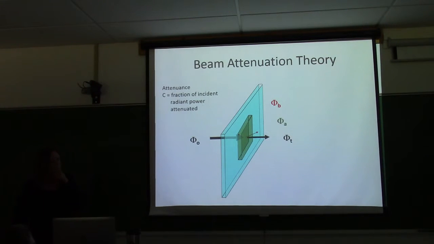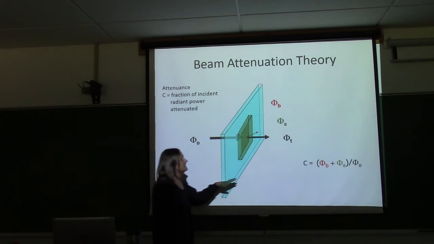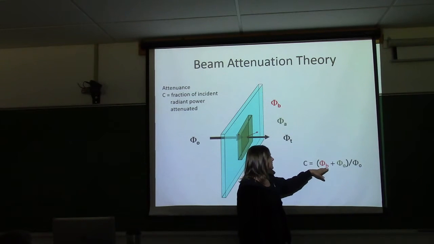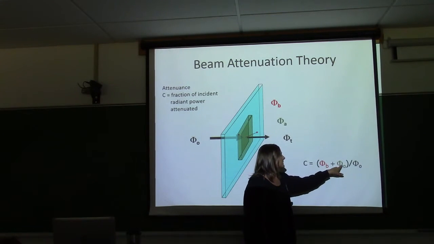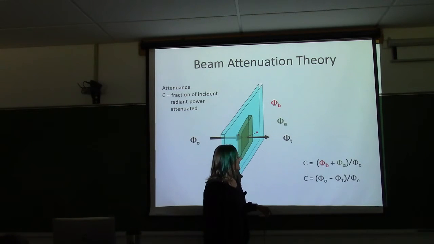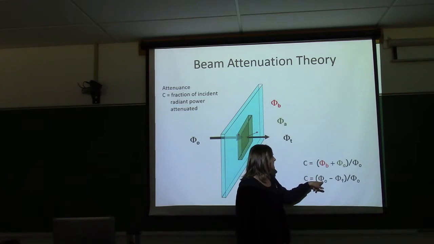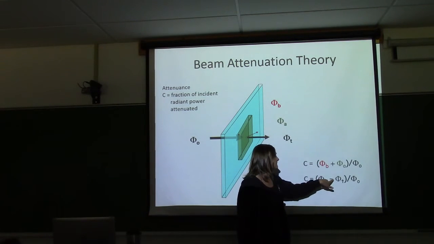So we can define something called attenuance. We're not going to do it for very long because there's a lot of terminology, but we'll just call it attenuance. It's a capital C. It's the fraction of that incident power that got attenuated. And so we can see that is equal to the scattered plus absorbed divided by the incident. And that, of course, is equal to what was incident minus the transmitted, because that's the difference from what was transmitted, right?